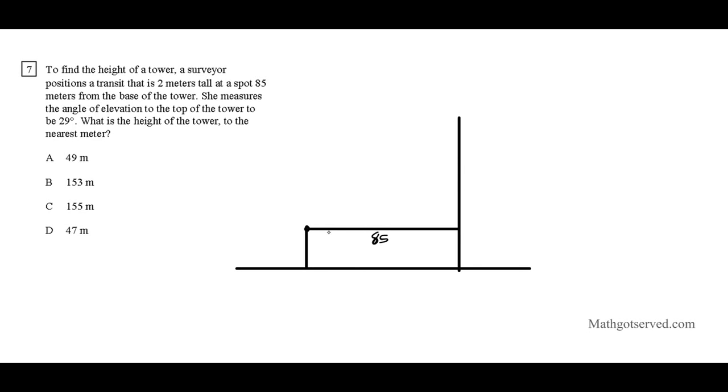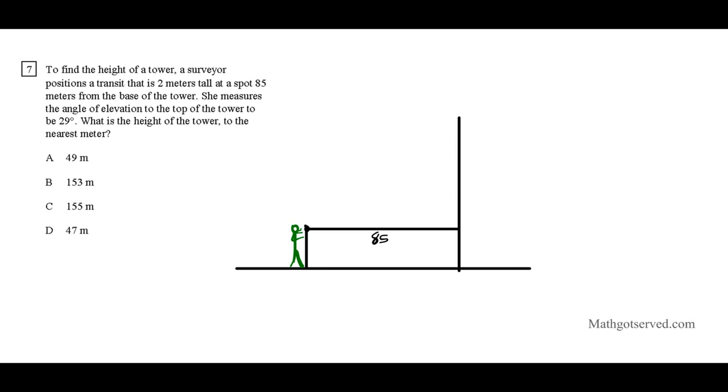Well, let me not get you confused. So let's just do it like this. There goes the transit right there, and then we have the lady standing right here, and she's looking into the transit. Obviously, she wants to have it at eyesight, so that's why it is 2 meters off the ground. Okay, so the height of the transit is 2 meters.